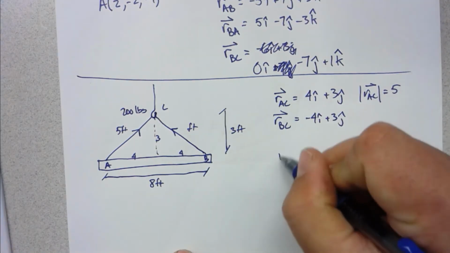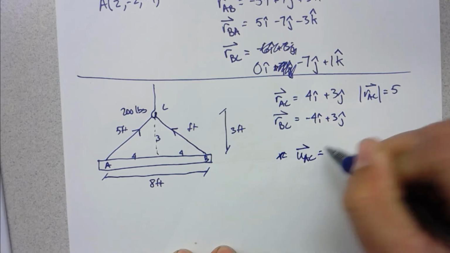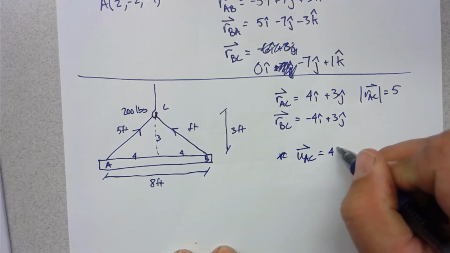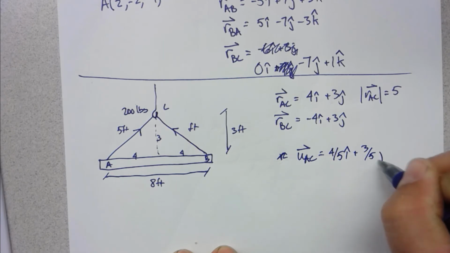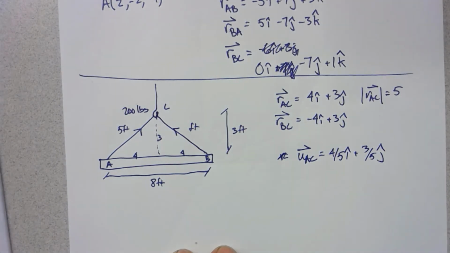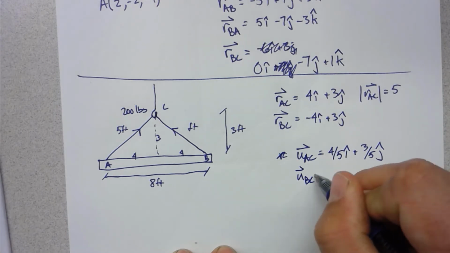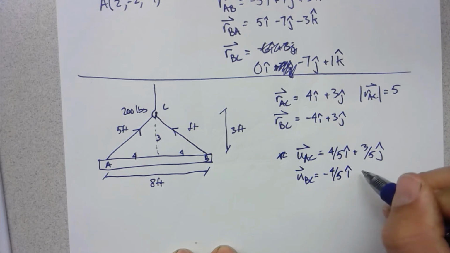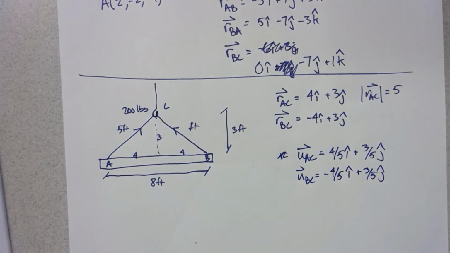So the unit vector AC is just RAC divided by its magnitude. So it's going to be 4/5 in the I hat direction plus 3/5 in the J hat direction. Okay? The unit vector of BC is the same thing, -4/5 I hat plus 3/5 J hat. All right?